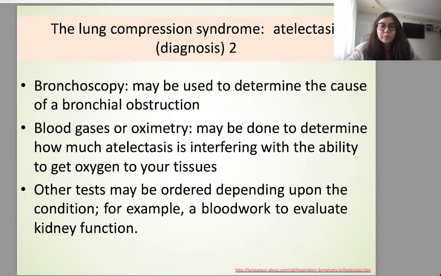On bronchoscopy, that is often used for diagnostics, it can determine the cause of bronchial obstruction. Blood gases or oximetry may be done to determine how much atelectasis is interfering with the ability to get oxygen to your tissues. Other tests may be ordered depending upon the condition, for example, blood work to evaluate kidney function.